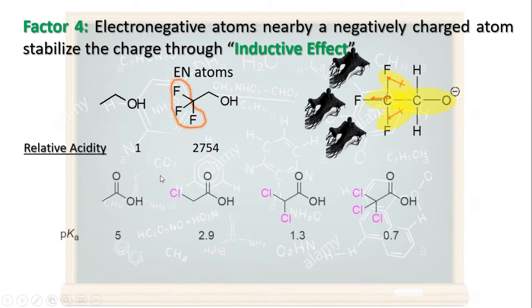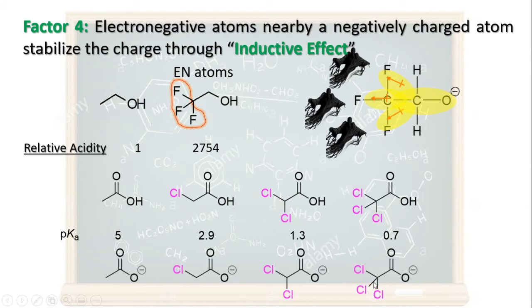All right, I have another example. Take a look. We have acetic acid, pKa about 4.7, about 5. We have chloroacetic acid, dichloroacetic acid, and trichloroacetic acid. The trichloro is 1.7. This guy is a strong acid. The more chlorines, the stronger the acid. And the reason is the same: more chlorine stabilizes the negative charge.